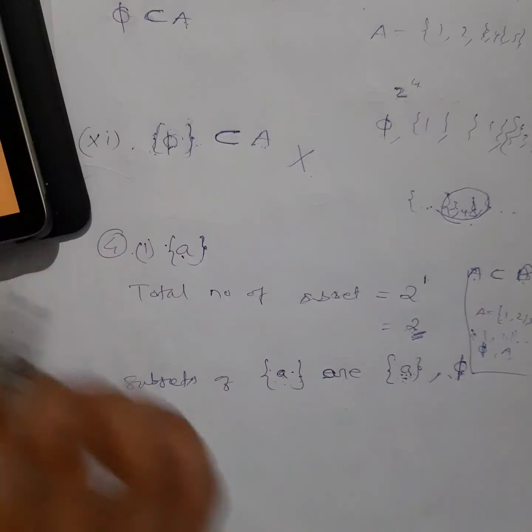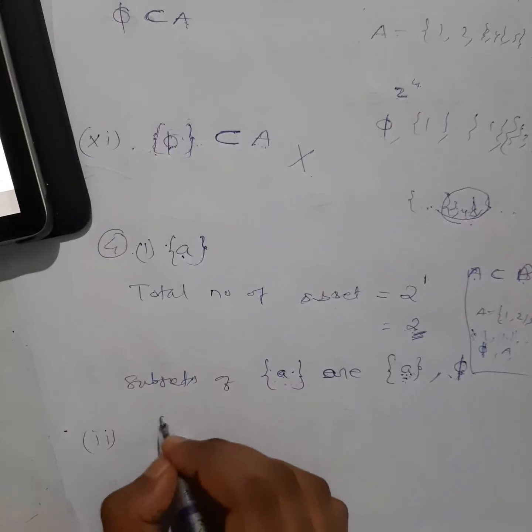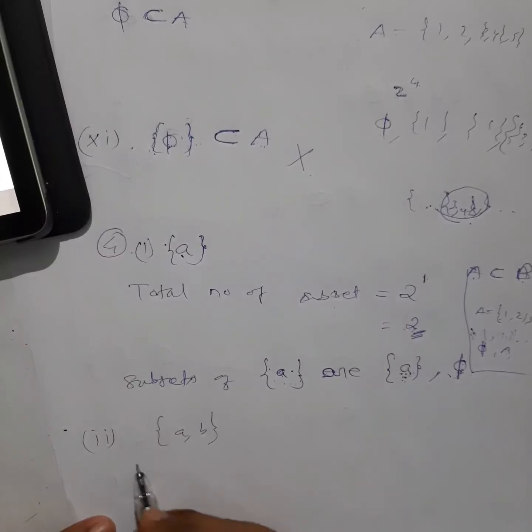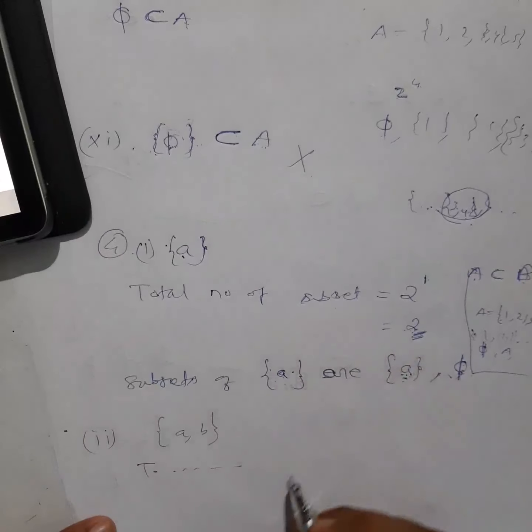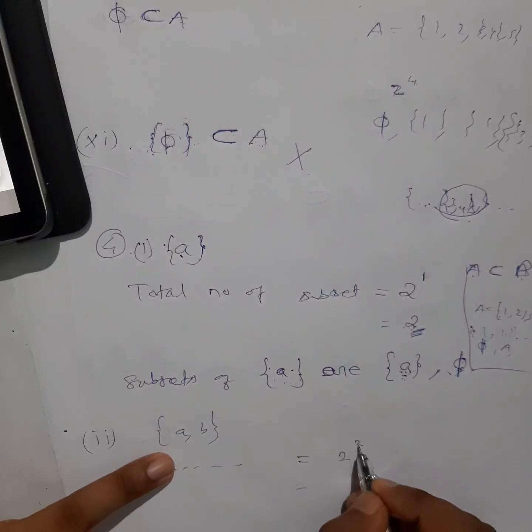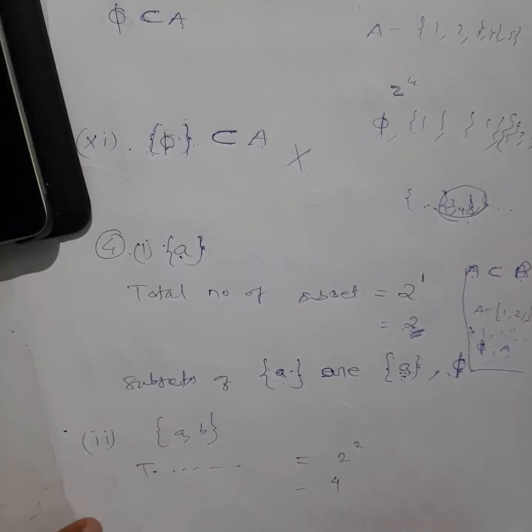Number 2, what is it? A, B. So here, how many subsets will you have? Total number of subsets, write down the sentence here, is equal to how much? 2 to the power 2. 2 elements are there, right? So 2 to the power number of elements, that is 4 subsets you will have.